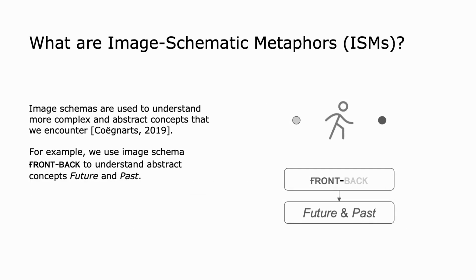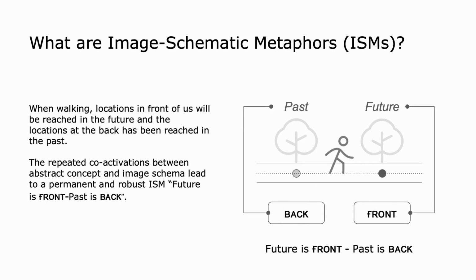These image schemas become the fundamental building blocks of the human conceptual system and are used to understand other new concepts that are more complex and abstract. For example, we use image schema front and back to understand abstract concepts future and past. I believe all of us share the experience of walking on a street when locations in front of us will be reached in the future and the locations at the back has been reached in the past. The repeated co-activations between abstract concept future and past and image schemas front and back lead to a permanent and robust ISM. Future is front, past is back.